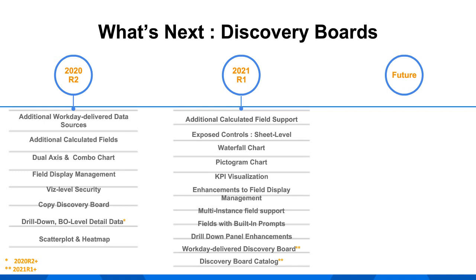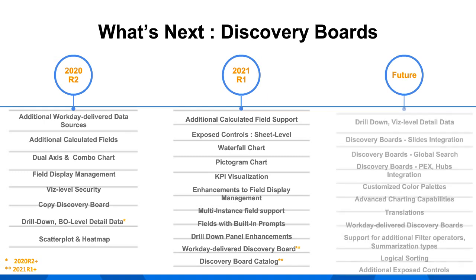And even farther out, on the future of Discovery Boards, on the right here, expect enhancements to the drill down and detailed data capability to be at a visualization level versus at the board level that we speak about for R2, integration with slides and global search, and the capability to configure custom color palettes for charts and visualizations. We will also continue to deliver additional advanced chart types and expand support for export control and filter operators. Lots of exciting things and exciting times for sure.